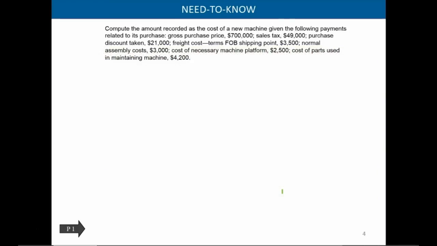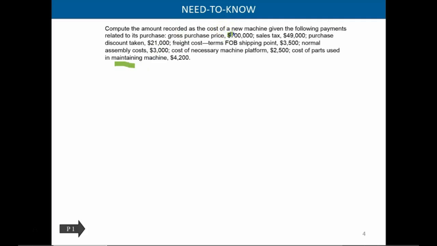Okay, so compute the amount recorded as the cost of new machine given the following payments related to the purchase. Gross purchase price was $70,000, sales tax $49,000, purchase discount taken $21,000, freight cost are $3,005, normal assembly $3,000, cost necessary for machine platform $2,005, cost parts used in maintaining the machine. So if we look at those, once again, the question is, should we be expensing these things, or should we be including them in the cost of the asset?